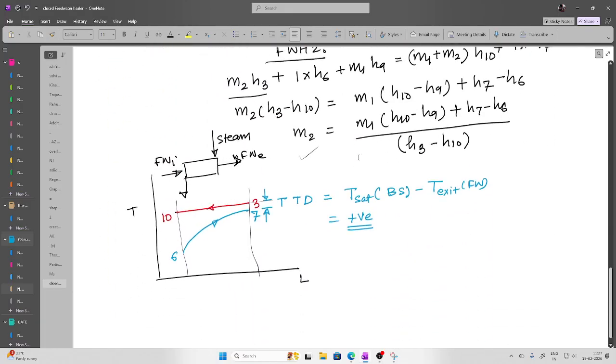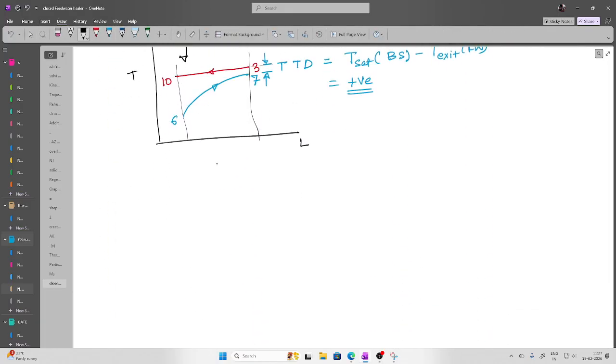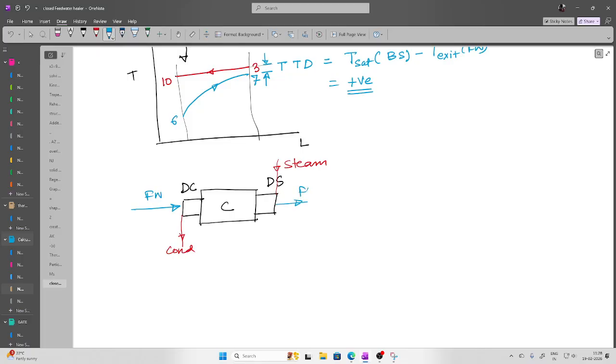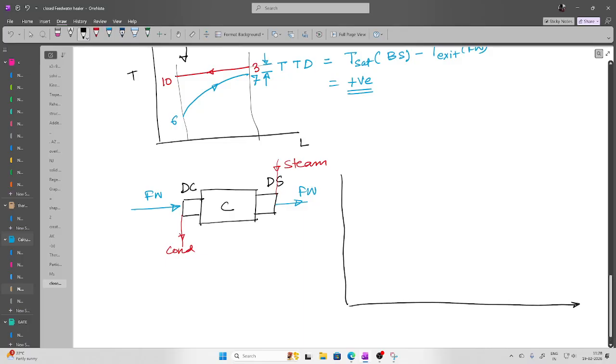So let us see one general case here. This is the general case. This is your feed water heater basically, and it is having a desuperheater as well as a drain cooler, let's say. So what is happening? Steam is entering here. This is the entry point of steam, and from here the condensed steam goes out, and this is the entry of feed water, and this is the exit of feed water at the higher temperature. So if we try to draw this, this is the length, and this is the temperature.